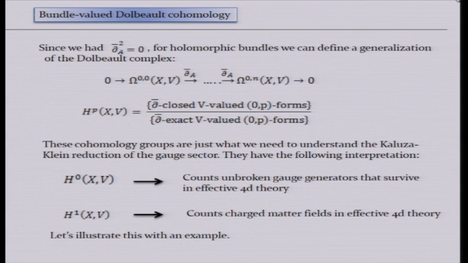Understanding why this is true is not really all that hard. I've written it up in the notes, but I don't want to spend too much time on it, so I'm just going to take this as given. These are the global holomorphic sections of the bundle, basically. So the claim is that the global holomorphic sections of this E8 times E8 or SO(32) bundle are the unbroken gauge symmetries. I'm just going to use this and illustrate it with an example. But if you're at all interested, it's not hard to understand why these claims are true, and you might want to check it in the notes.